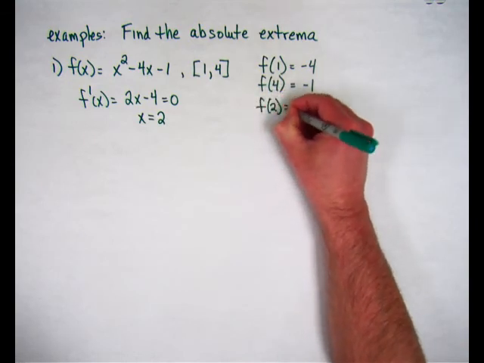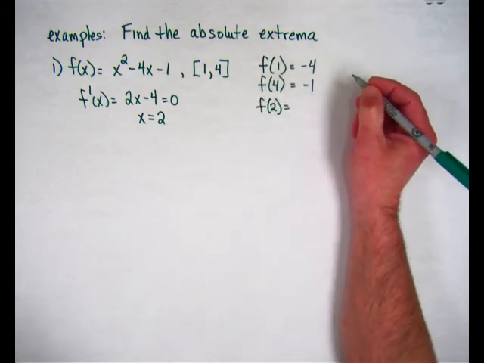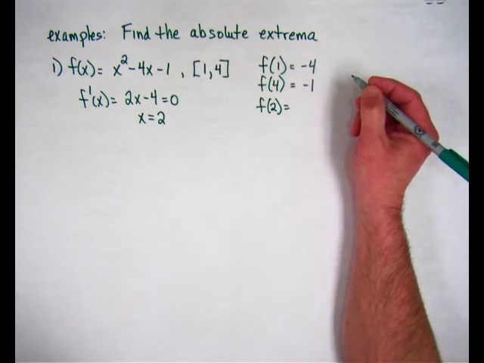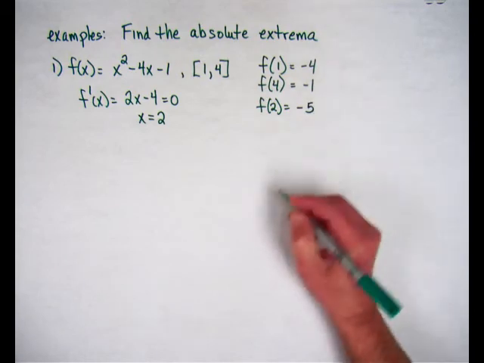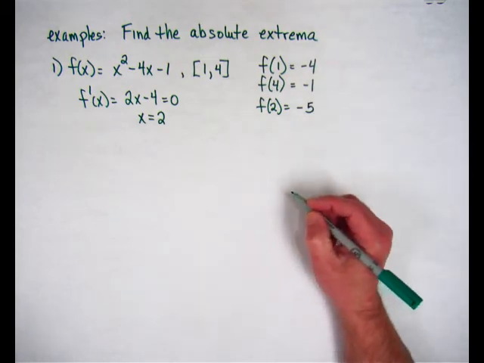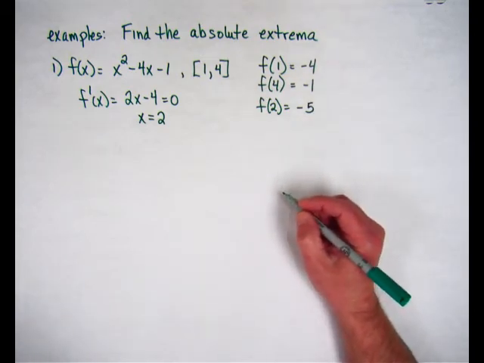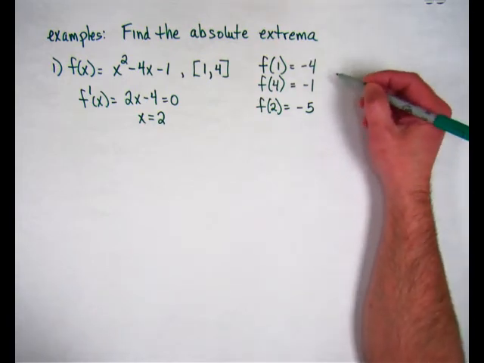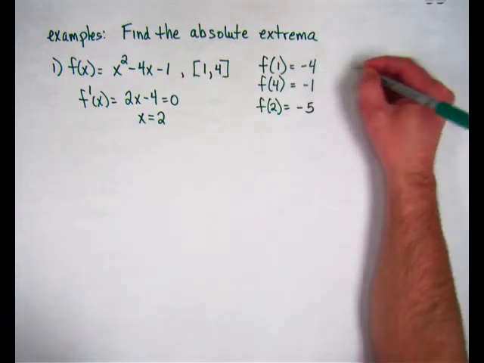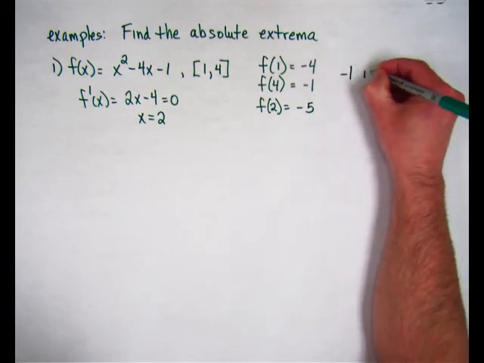into my function. And I get 2 squared is 4. 4 take away 8 is minus 4. Minus 4 take away 1 is minus 5. Once you've done that, you're looking for the absolute extrema. You're looking for the highest and the lowest point on the graph. So the highest point would be the biggest y value. So this negative 1.